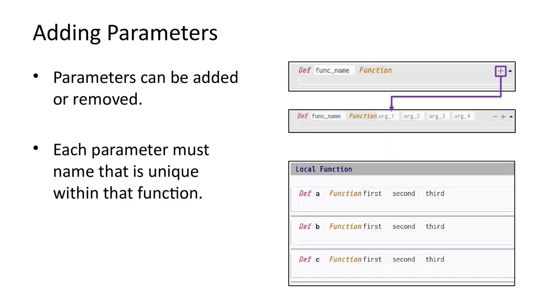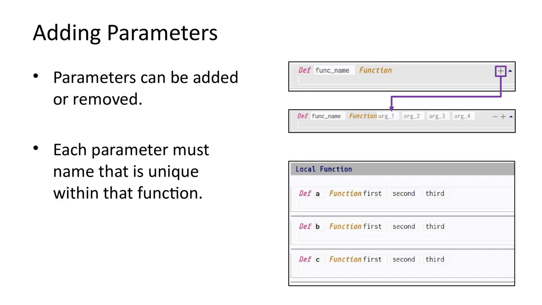Initially, the function will have no name and no parameters. You need to give the function a unique name. Typically, by convention, camel case is used for function names. With camel case, each word begins with a capital letter, with no intervening underscore characters. Clicking the plus button will add new parameters to the function. Clicking the minus button will remove parameters.